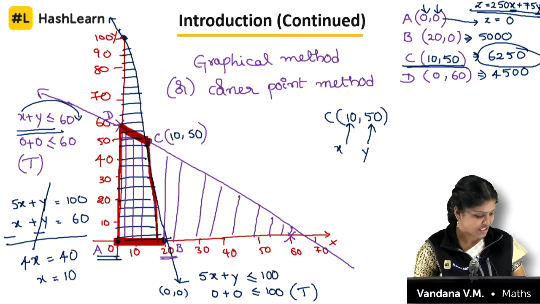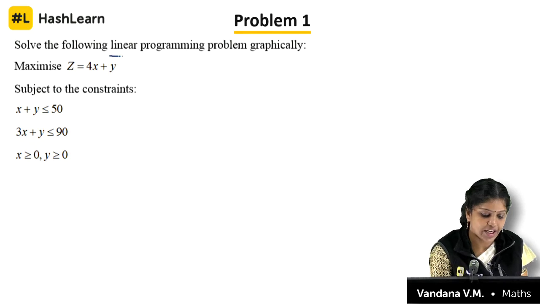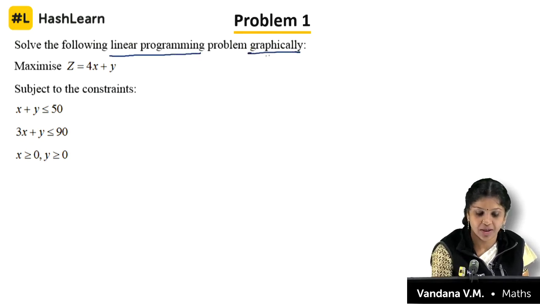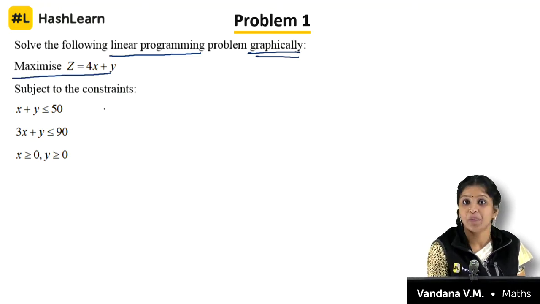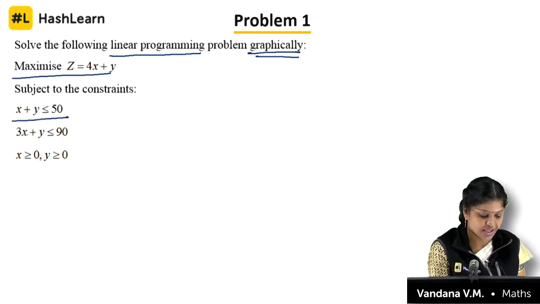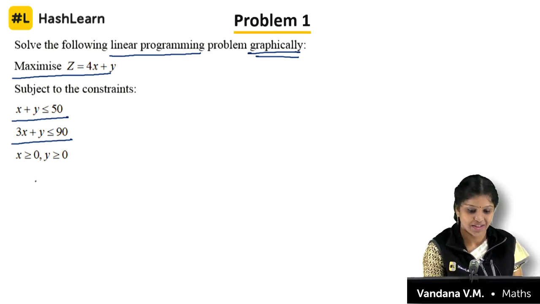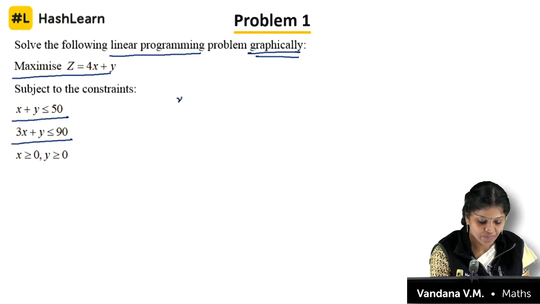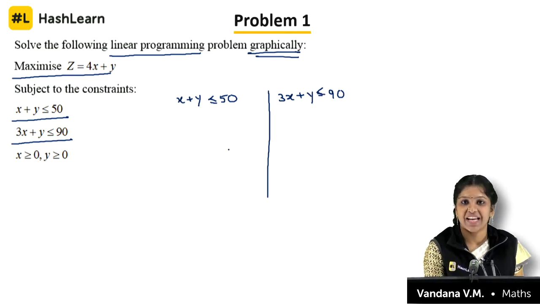Okay. So the first question is this. Solve the following linear programming problem graphically or by the corner point method. Maximize. I have to maximize this. First constraint and second constraint. So whatever it may be, we know how to solve this. So take the first one, x plus y less than or equal to 50. The second equation is, so children please solve along with me, then you can understand properly. 3x plus y less than or equal to 90.